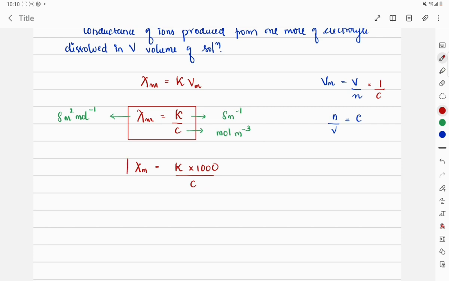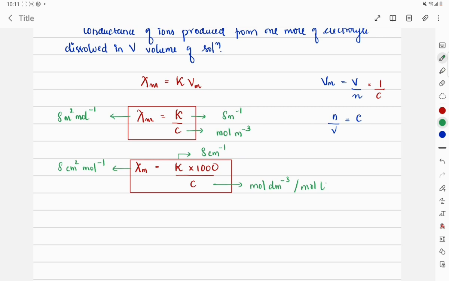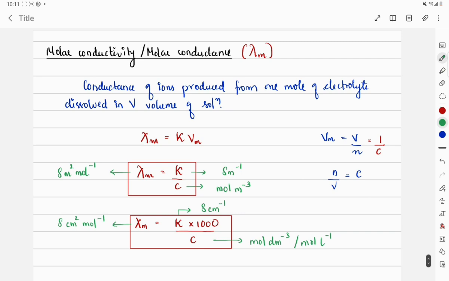Just we are multiplying the above equation by 1000, and this will take care of the three changes that you have brought into units. Those are lambda m changed into Siemens centimeter square mole inverse, kappa changed into Siemens centimeter inverse, and C has changed into mole per dm cube, or you can call it mole per liter. Okay, so if this is the combination of units that you get, then you can use the second equation. So that is about molar conductivity.